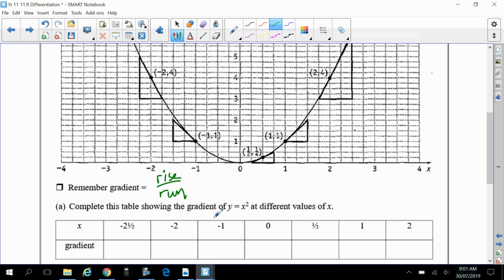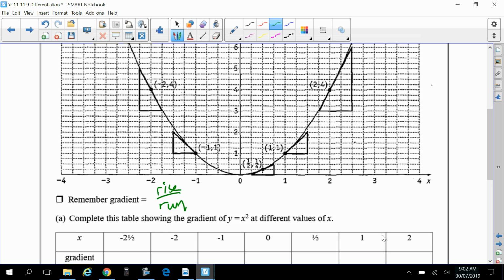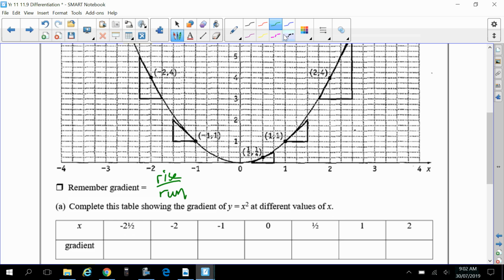So how does the table work? Instead of substituting an x value to find the y value, I want to find the gradient at each of the x values. All right, let's start with something simple. Obviously at 0, the gradient is 0. Easy. How about the gradient at 1?